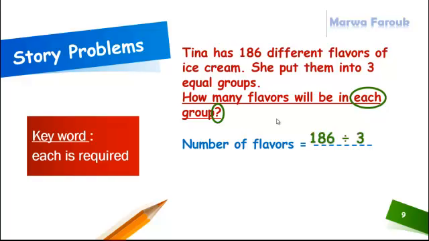So we will say 186 divided by 3. We will start from the digit on the left. It's 1. 1 divided by 3 can't be done, so we are going to take these two digits together, and it's 18. 18 divided by 3 equals 6. And then 6 divided by 3 equals 2. So we got 62 flavors. Let's move to the next one.